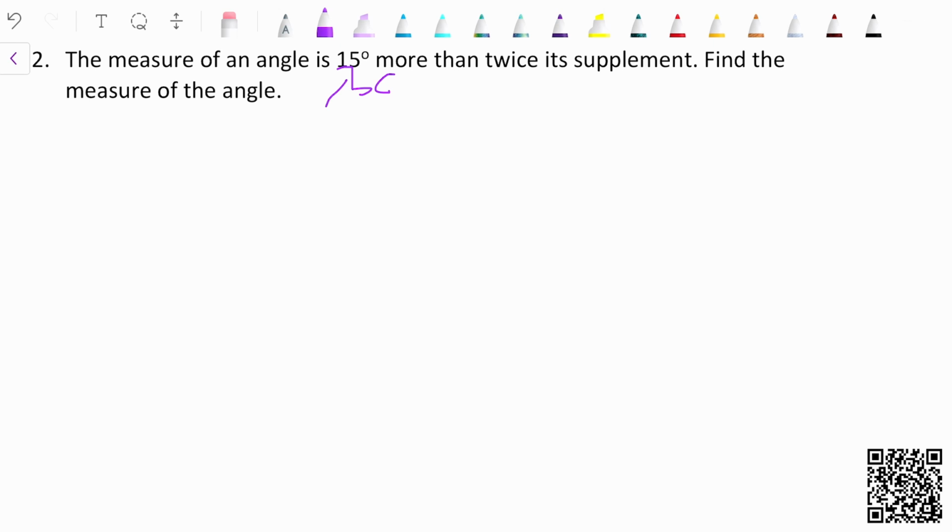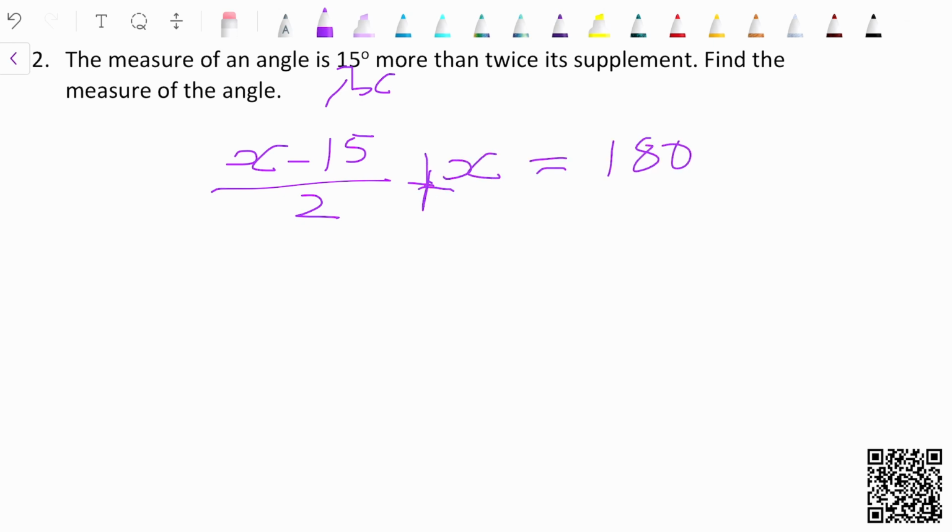If we write out an equation, it should look something like x, which is our bigger angle, minus 15, because it's 15 degrees more than twice its supplement, so you've got to get rid of the 15 first, divided by 2. And of course, this is the smaller angle now, because x minus 15 divided by 2 is x's supplement. Now we just add on an x, so this should be equivalent to 180.